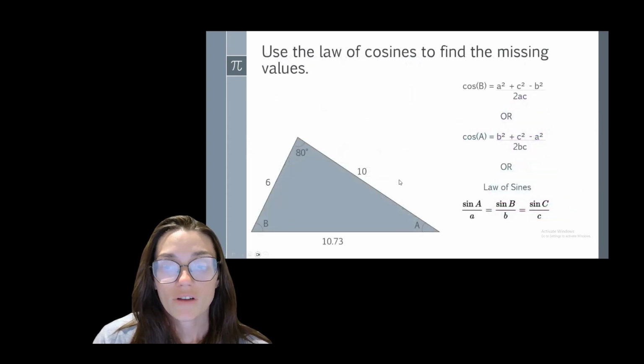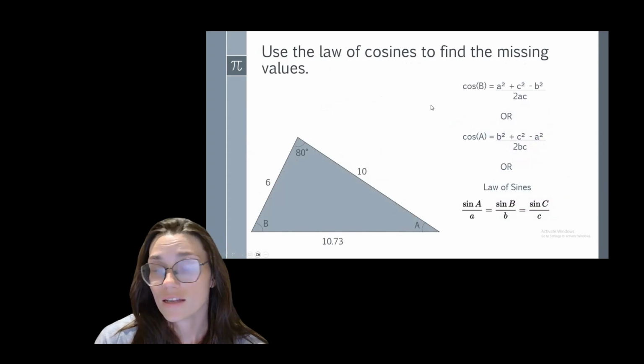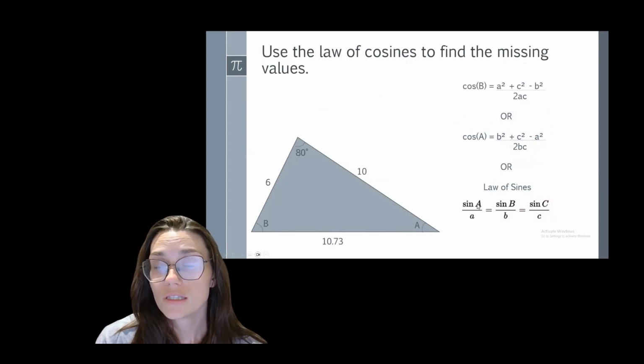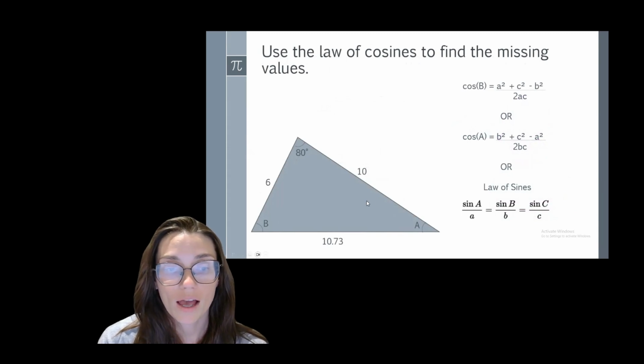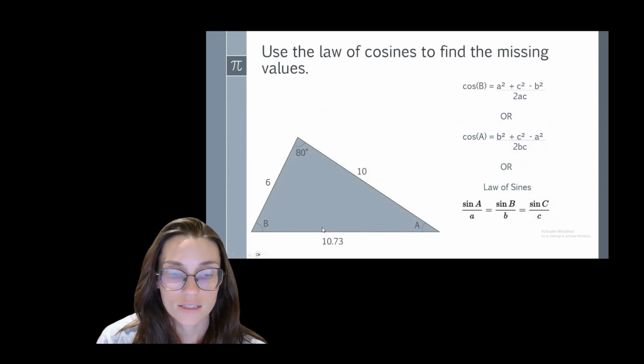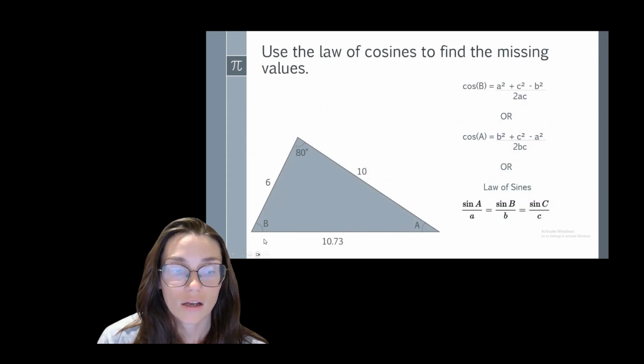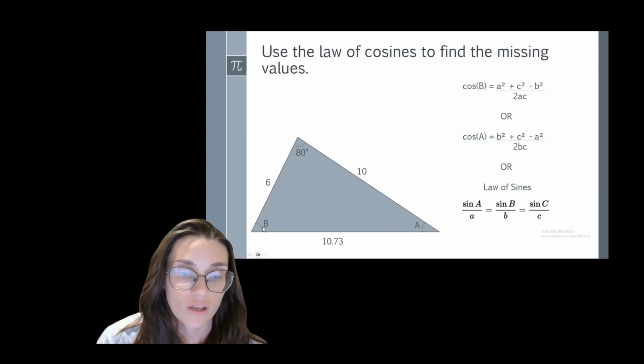So to find these, we have a couple of different options. Since we're doing the law of cosines, that's what I'm going to use. But I want you to recognize that when you have all of your sides and a single angle, you do have the option to use the law of sines, because you will have, in this case, C, so like the sine of C, sine of 80 degrees, over 10.73 will be equal to the sine of B, or the sine of A, over 6 or 10. So the sine of B over 10, or the sine of A over 6.